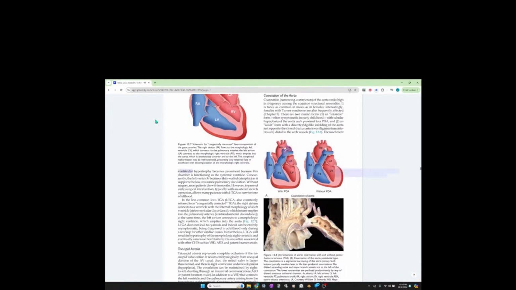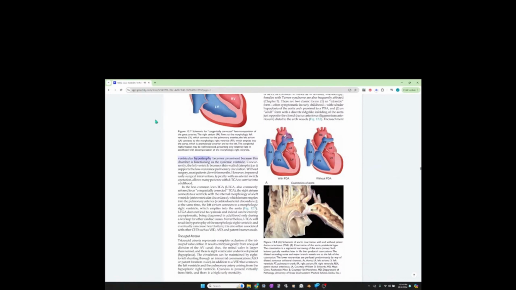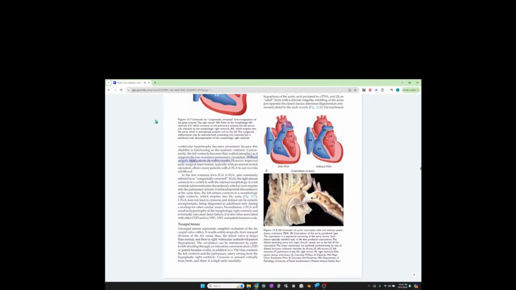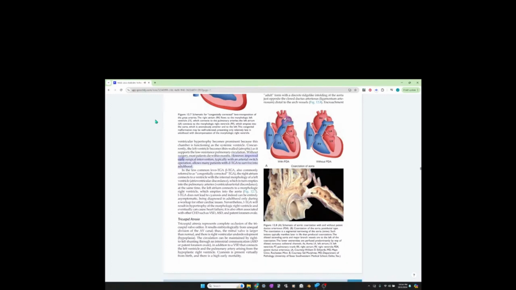Ventricular hypertrophy becomes prominent because this chamber is functioning as the systemic ventricle. Concurrently, the left ventricle becomes thin-walled as it supports the low-resistance pulmonary circulation. Without surgery, most patients die within months. However, improved early surgical intervention, typically with an arterial switch operation, allows many patients with DTGA to survive into adulthood.